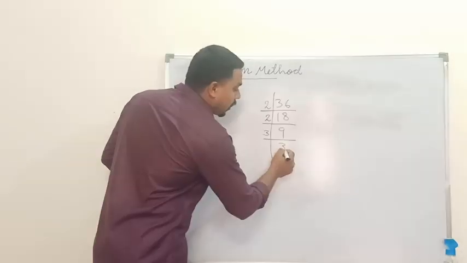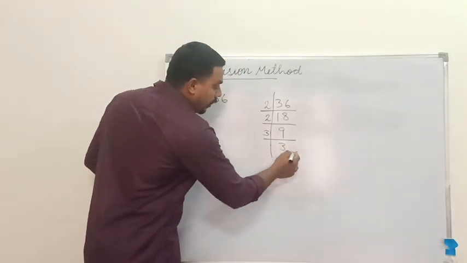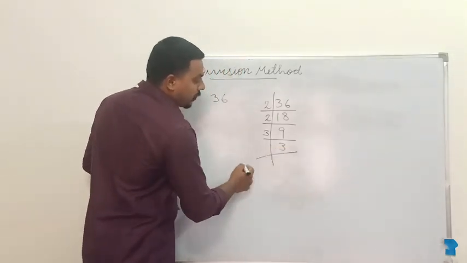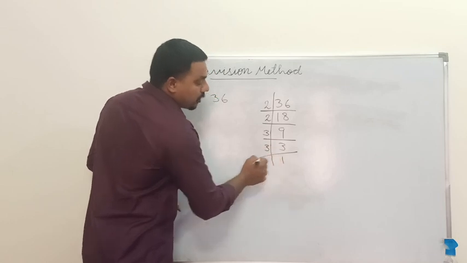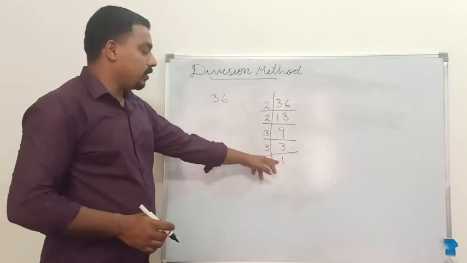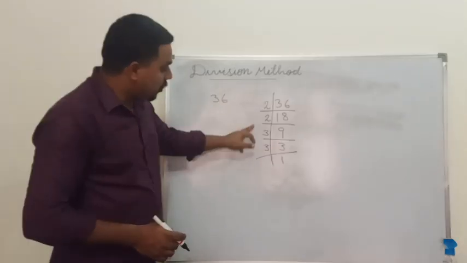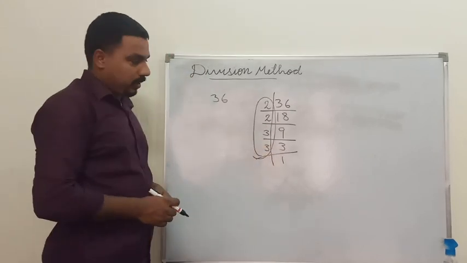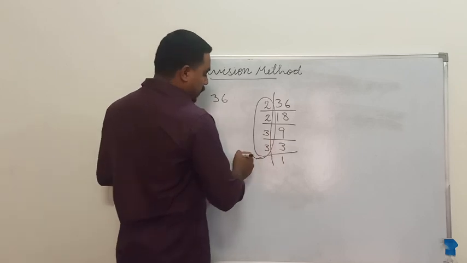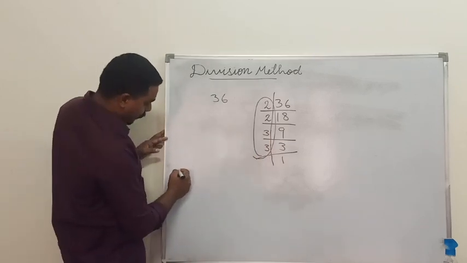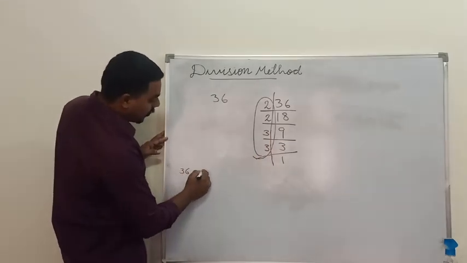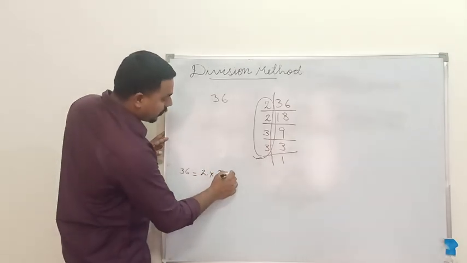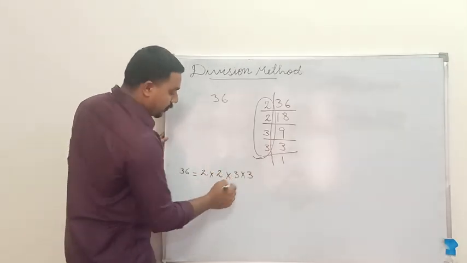3 3's are 9. Okay. Next is 3. 3 ones are 3. 3 divided by 3 is equal to 1. So these all are the prime factors of 36. Now we have to list this. Okay. So 36 is equal to 2 into 2 into 3 into 3.